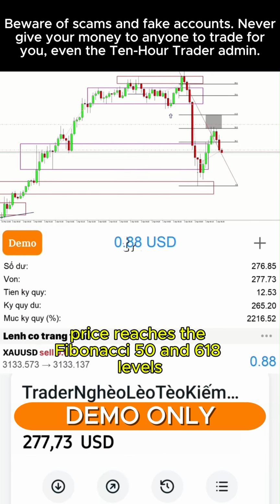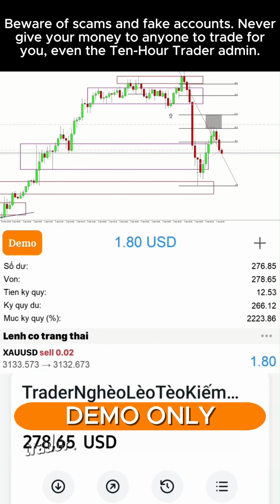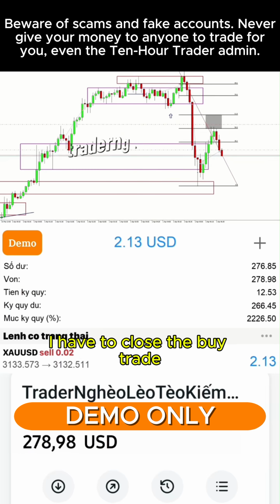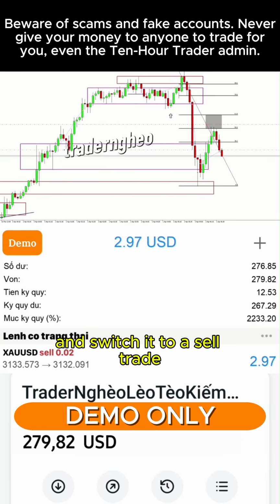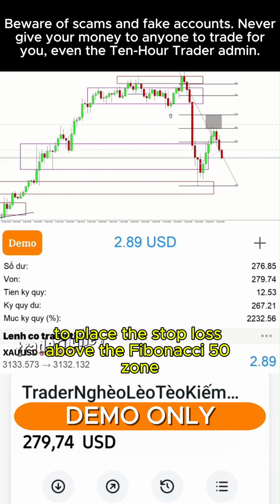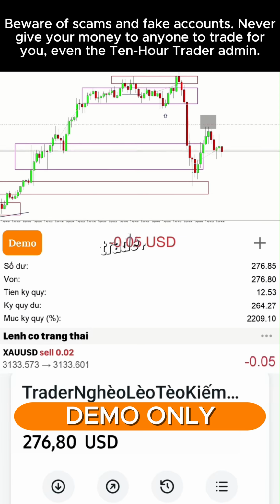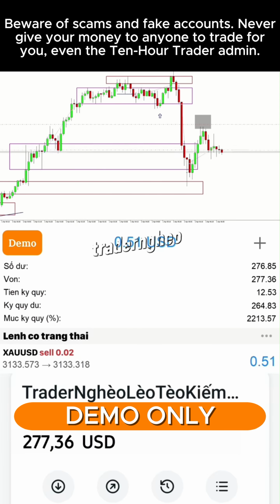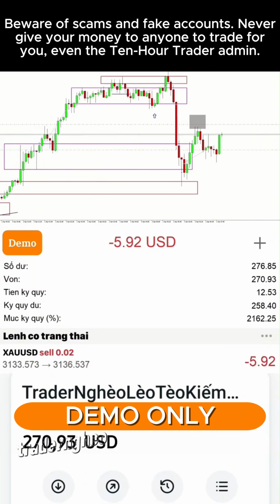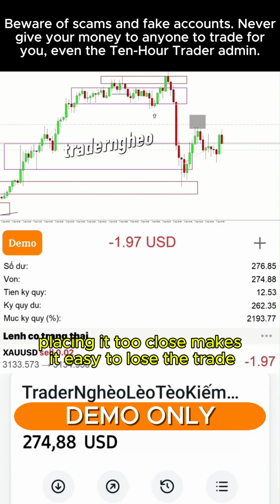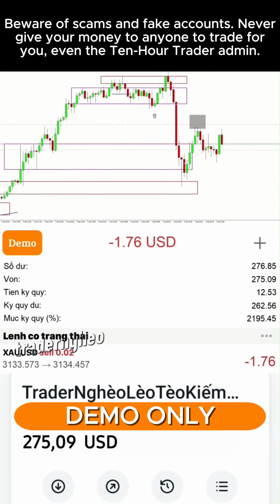Price reaches the Fibonacci 50 and 61.8 levels and then immediately turns down, so it can only be heading toward the 1.2 level of the Fibonacci trend base. I have to close the buy trade and switch it to a sell trade. And remember to place the stop loss above the Fibonacci 50 zone. I almost got stopped out. See? Placing it too close makes it easy to lose the trade.